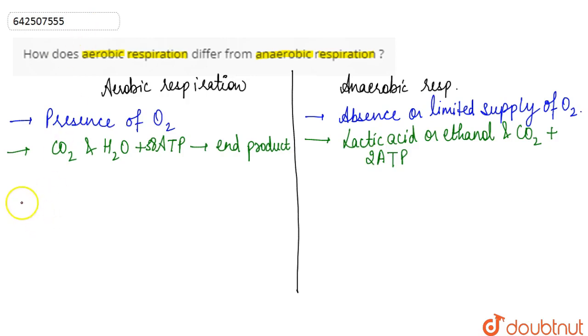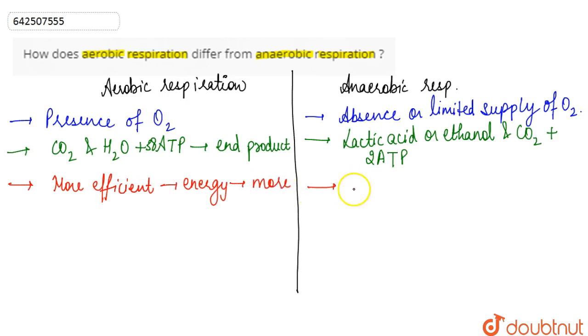Now the third point of difference between aerobic and anaerobic respiration is that aerobic respiration is more efficient, as the amount of energy released is more. Here we are getting 38 molecules of ATP, but in case of anaerobic respiration, it is very less efficient because the energy released is less, as only two molecules of ATP are produced in this.